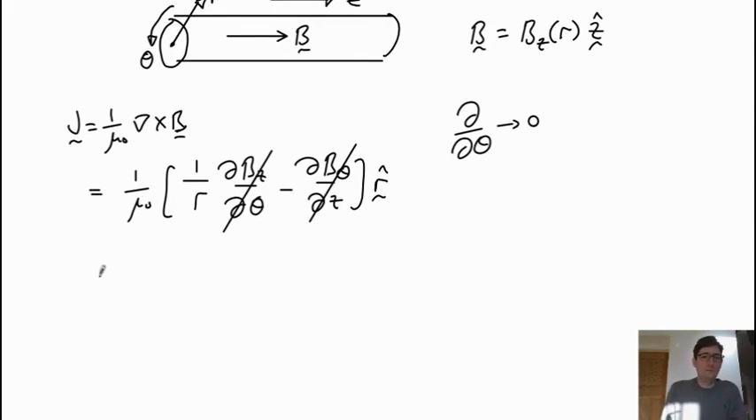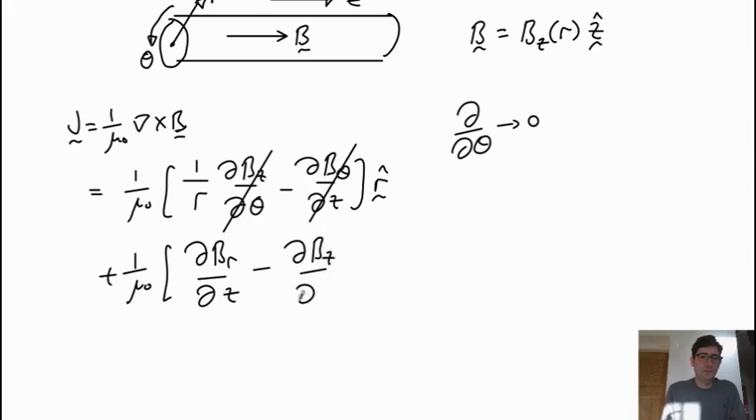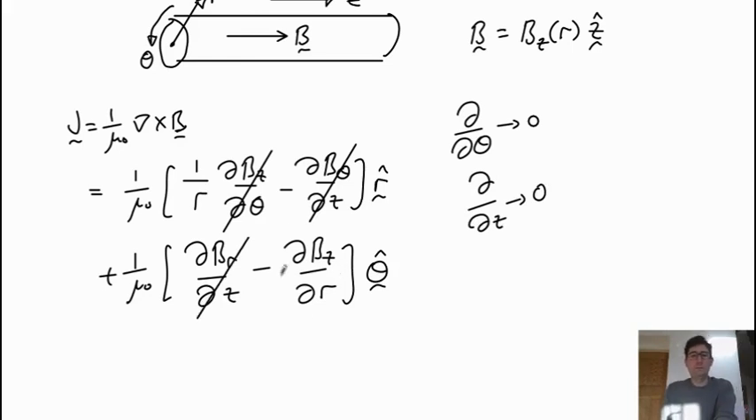And then we have 1 over mu naught times the theta component of the current, which is what we should have, since we should have a current going around in theta. So a dBr by dz minus dBz by dr, in the theta direction. Now assuming everything is constant in z, d by dz also goes to 0, so that bit is 0, and we just have this term here. Bz is a function of r.